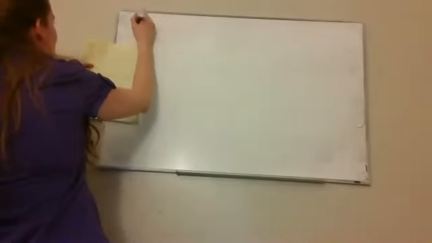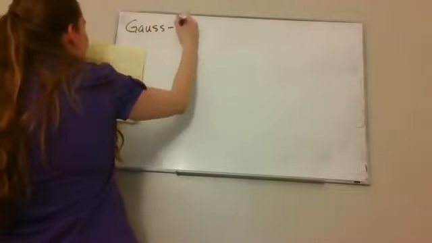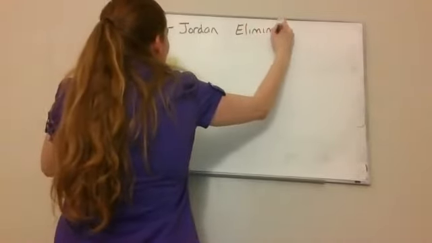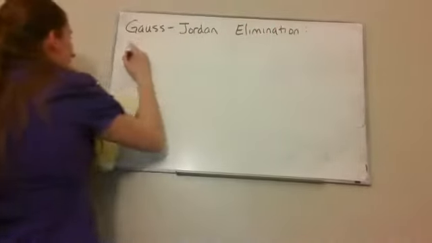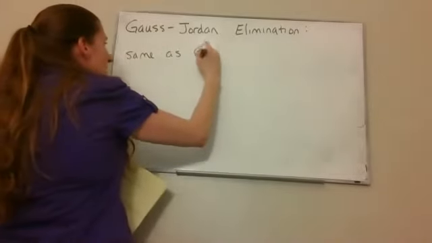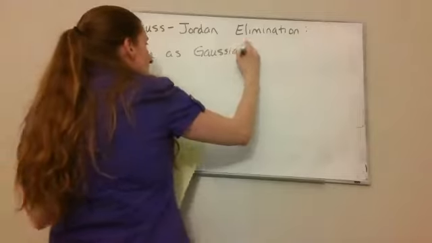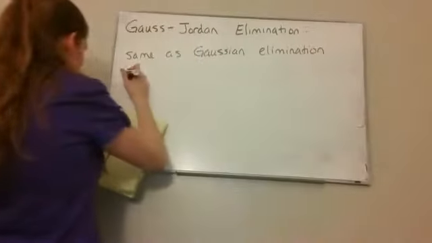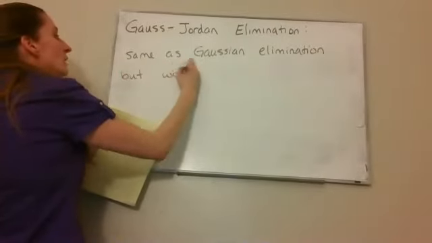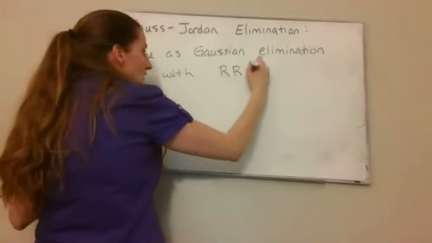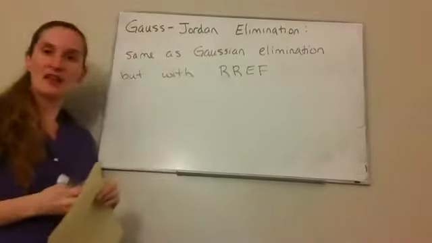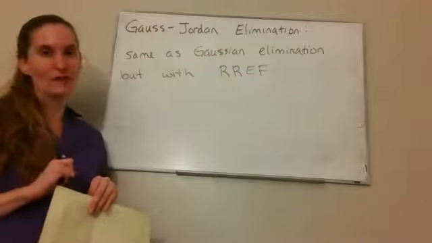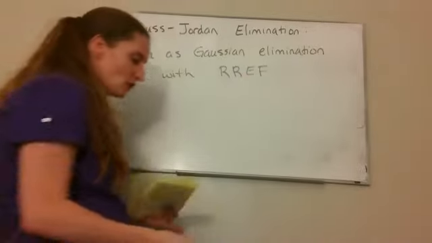So Gauss-Jordan elimination. It's the same as Gaussian elimination, but with reduced row echelon form. So that means you're going to keep doing row operations until you have zeros above and below every single leading one. So let's do an example of that.